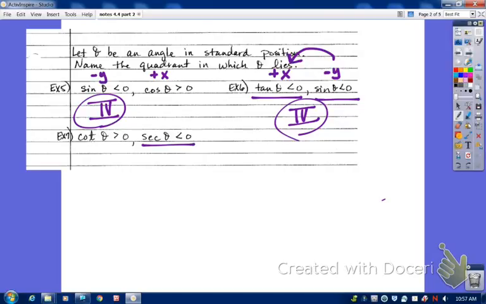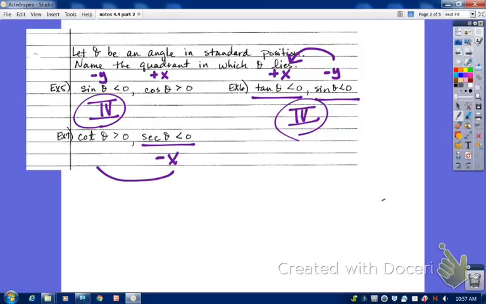The second piece of information says the secant is less than 0. So it's telling you that secant is negative. Secant is 1 over what? 1 over x. So even though it's 1 over x, it's still saying that x is negative. Okay? Secant is attached to your x value. So if secant is negative, x is negative.